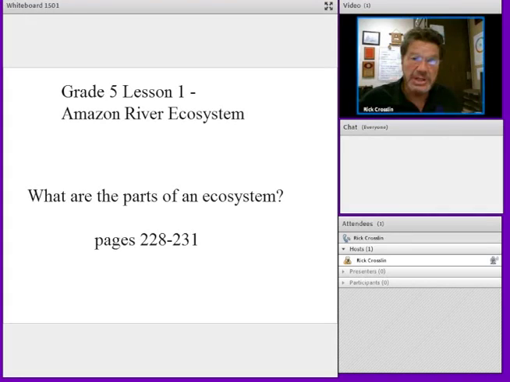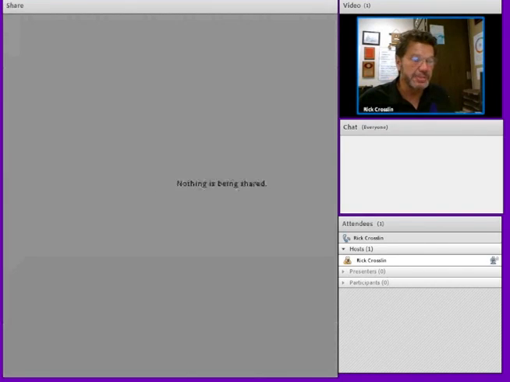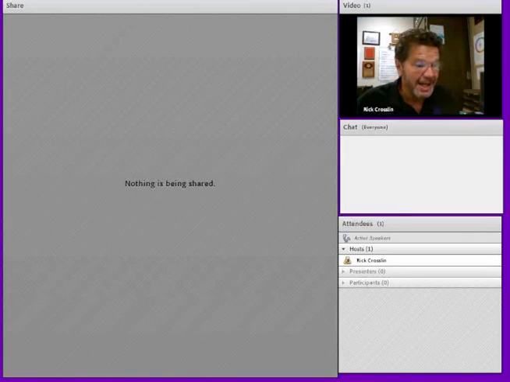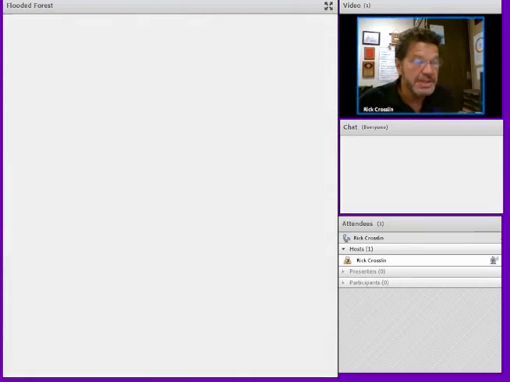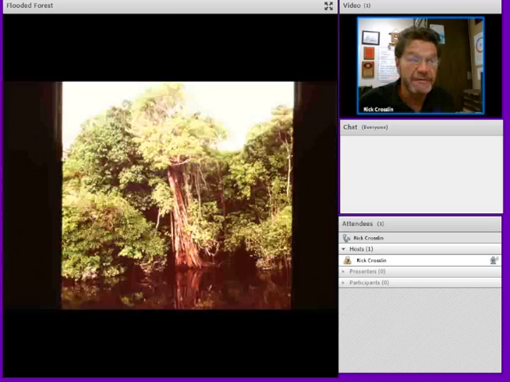And so I have a slide program that you can watch, and I can have it either with audio or just the slides by themselves. But I'll tell you, one thing that I want to tell you about that particular ecosystem is that it's pretty amazing. In fact, here is a picture of the flooded forest.